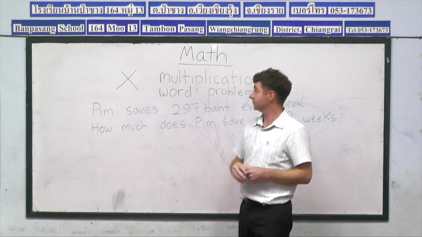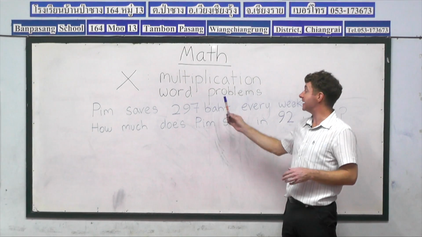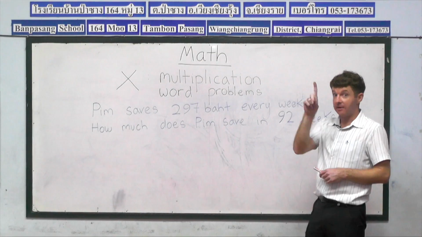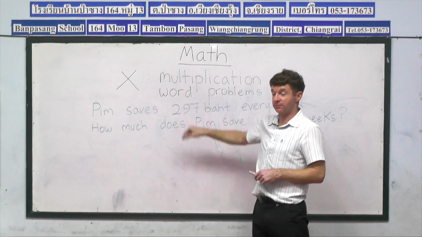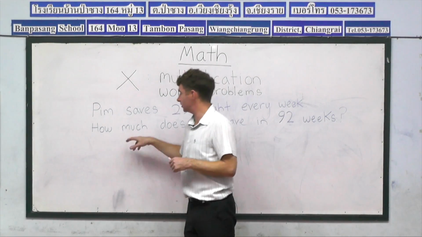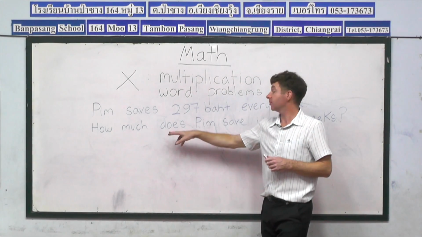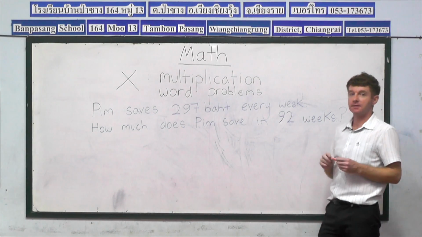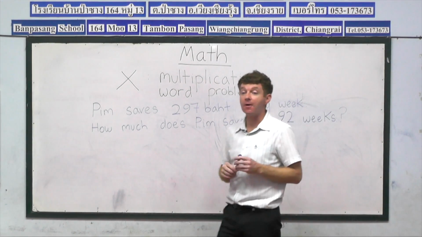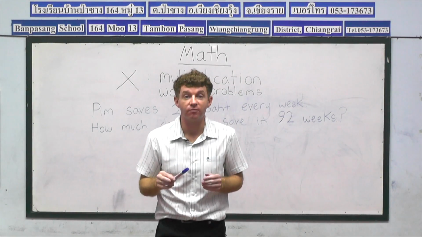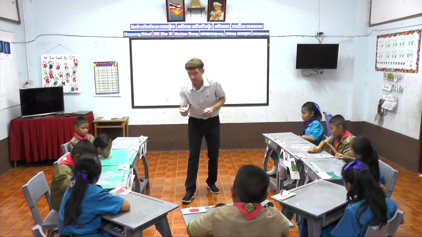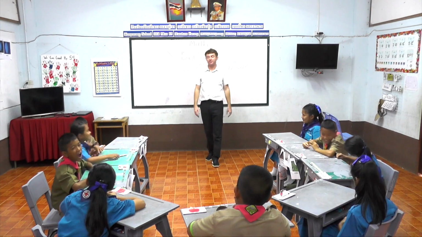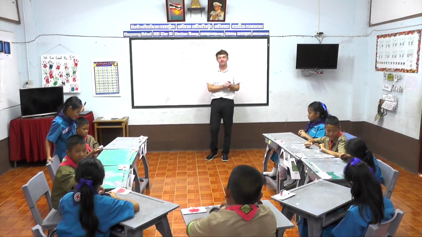Okay, so now we need to read it together. Pim saves 297 baht every week. Okay, so in 1 week, Pim saves this amount. But the question, how much does Pim save in 92 weeks? Yes, so what I'm going to do now is I will give a student a pen and come forward to work out the answer. And the pen is now with Pak Bung. So Pak Bung, can you come to the front of class, please?